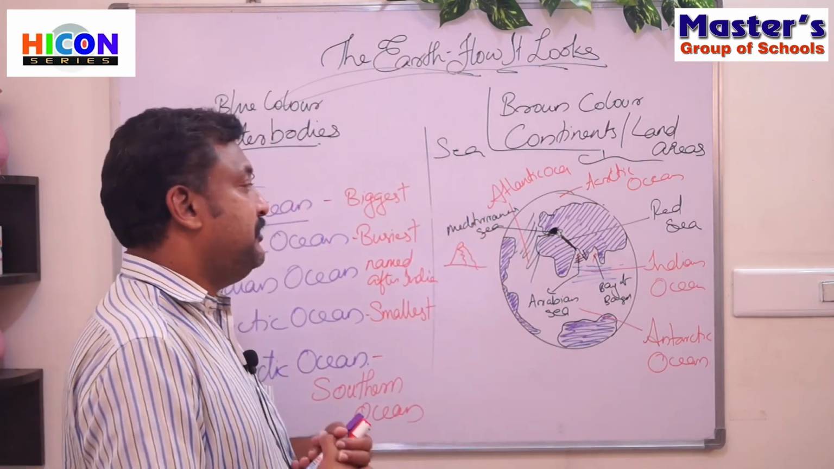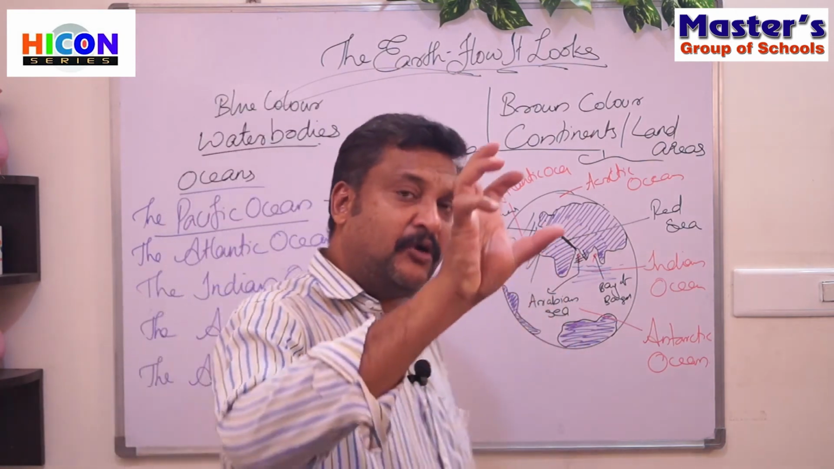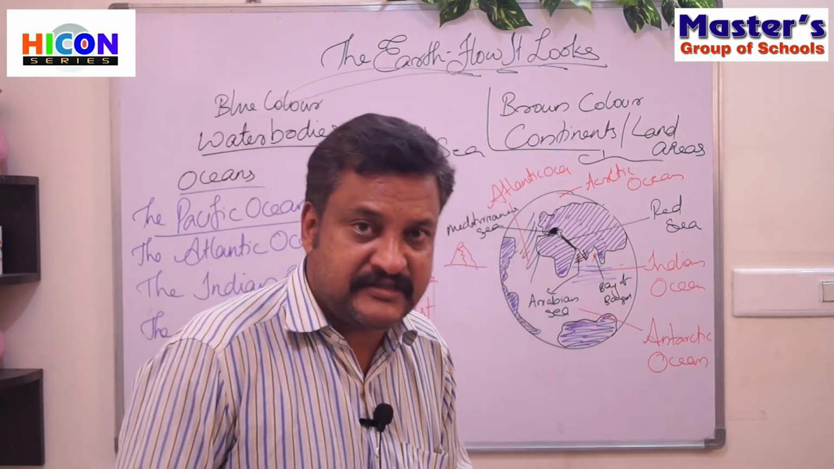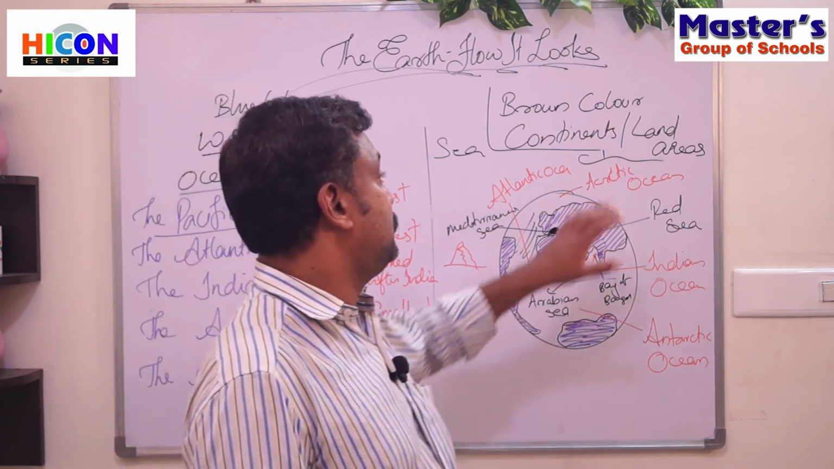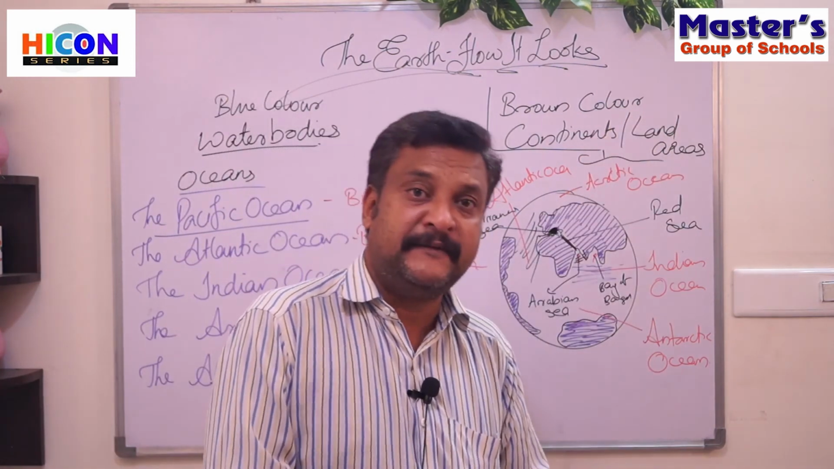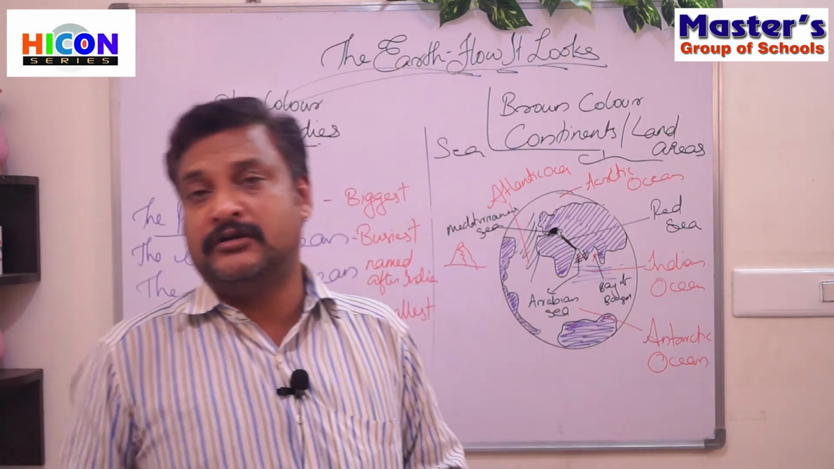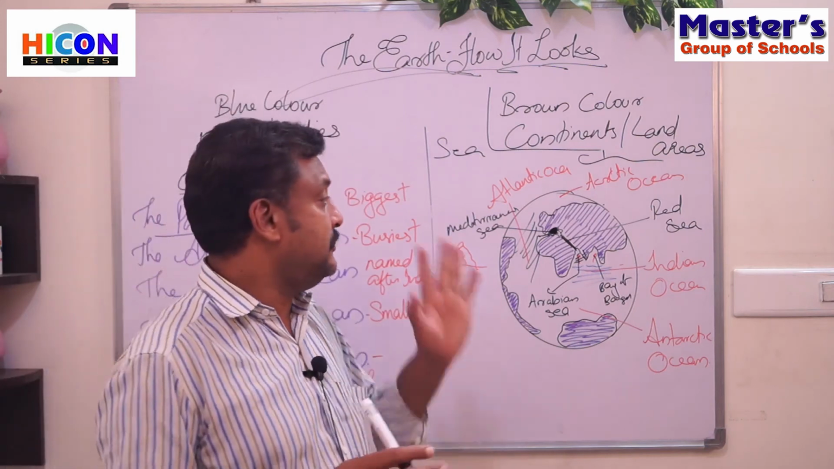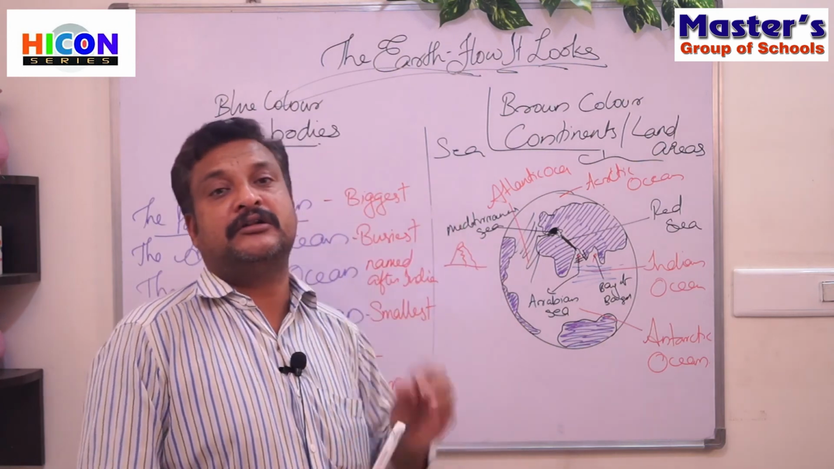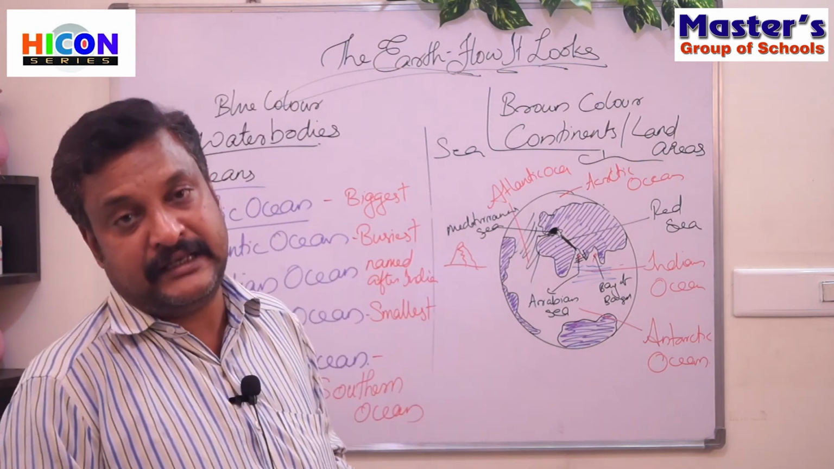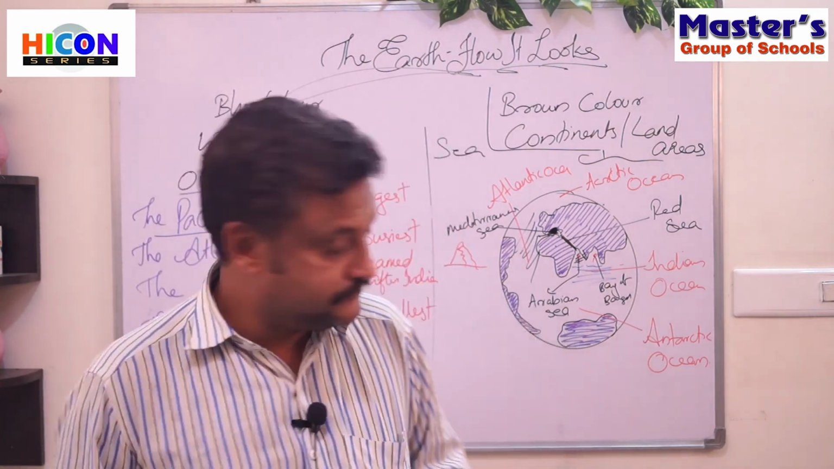Clear? Now we need to think about these parts. Which are they? The brown colored patches that we can see on a globe are called the land mass areas or the continents. The land mass areas or the continents on the earth are shown in brown color. So what is shown in brown color on the earth? The land mass areas or the continents. Now, how many continents are there?